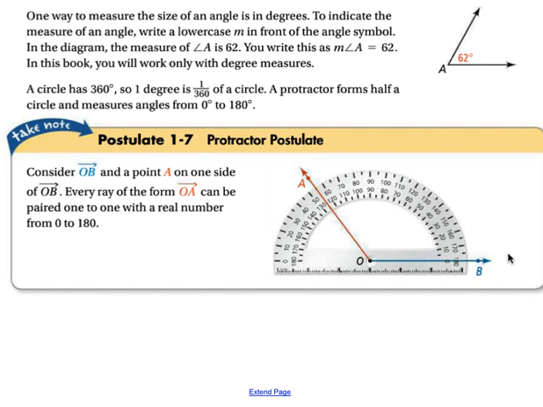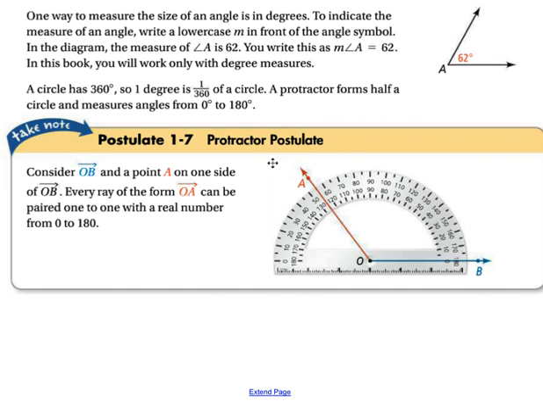One way to measure the size of an angle is in degrees, and the way that we indicate that it's the measure of an angle is this italicized lowercase m. So you'll see it like this: the measure of angle A is 62 degrees, and that's all we're going to work with, our degrees.